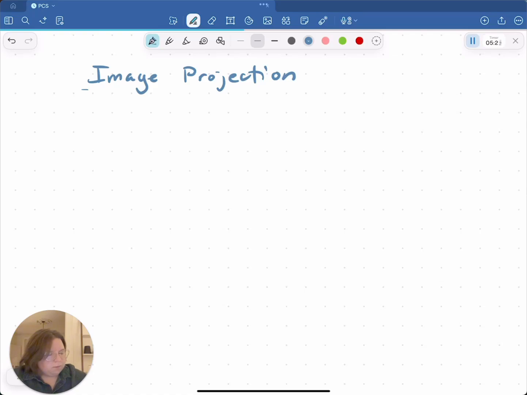But now for the image projection, we're going to talk about how to project into that eigenspace, and I'm going to use our image, since it's a computer vision class, as our example. So what does projection mean? Projection just means that we put something into that space.